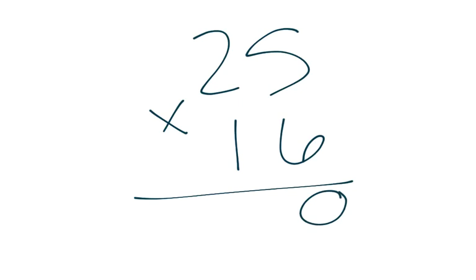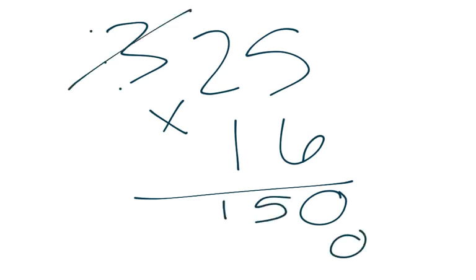25 times 16. 6 times 5 is 30, carry the 3. 6 times 2 is 12. 13, 14, 15. Make sure you cross that out and put a 0. 1 times 5 is 5. 1 times 2 is 2, and then you add it up. You're going to get 0, 10, 2, 3, 4. So, what's bigger?